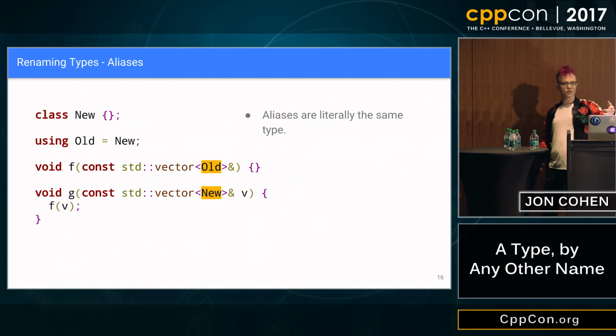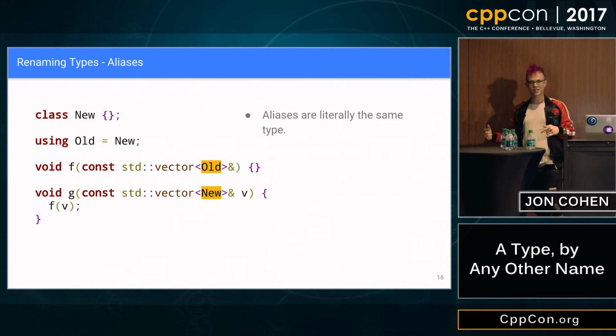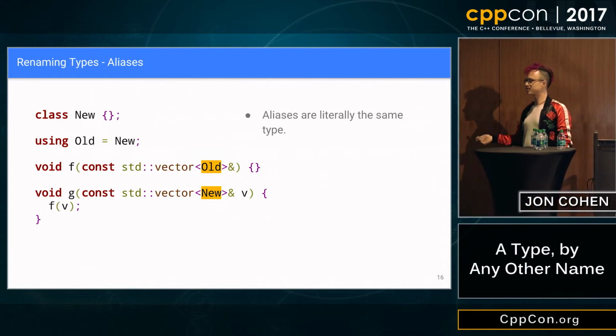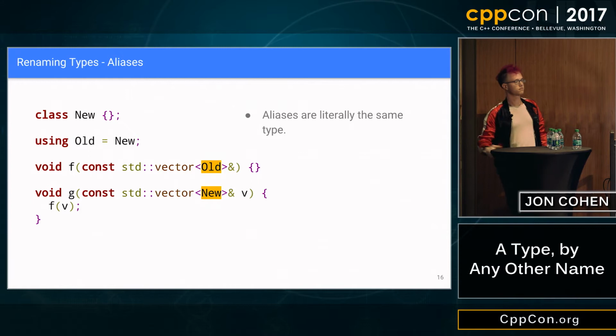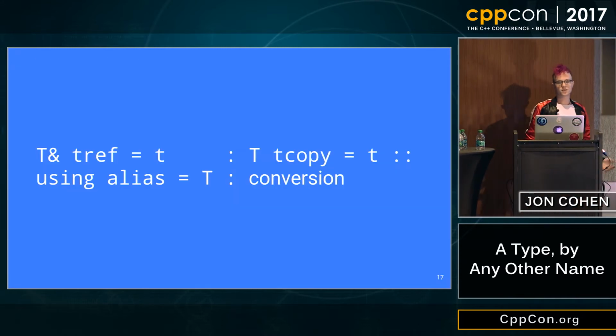We've decoupled f and g. We can change one without changing the other, because vector of old and vector of new are now exactly the same thing. One's just a different name for the other one. Great. So the analogy I like to use is this.